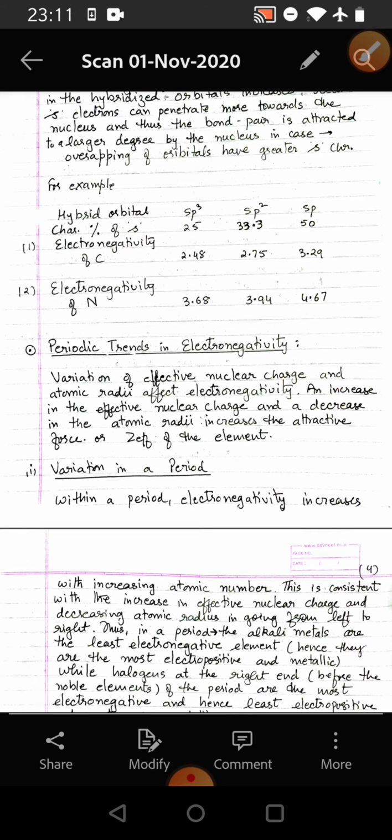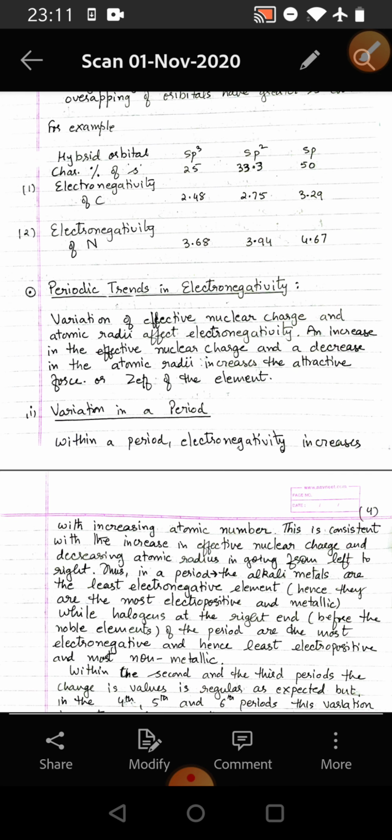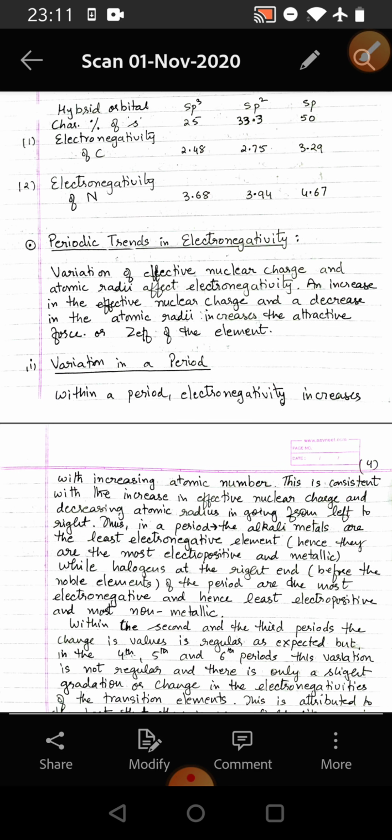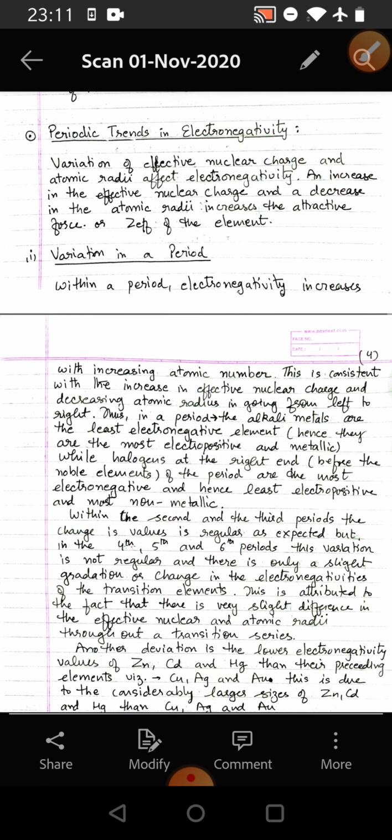Similarly, if we consider nitrogen, the electronegativity is 3.68 for sp3 hybrid orbitals, 3.94 for the sp2 hybrid state, and 4.6 for the sp hybrid state. Thus, in nitrogen also we see that the electronegativity of nitrogen increases as the s character of the hybrid state increases. Next we come to periodic trends in electronegativity.